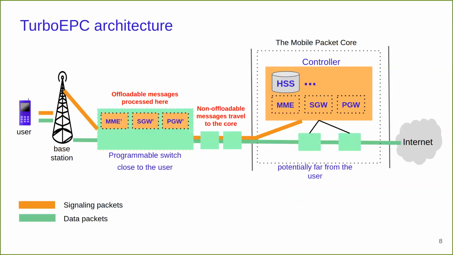I shall now describe the architecture of TurboEPC. Some of the functions of MME, SGW, and PGW are offloaded to the programmable edge switch. A few signaling messages are processed at the edge switch, and response messages are sent from the switch itself. These messages never travel to the core network. We term these signaling messages as offloadable messages, and the rest are called non-offloadable messages.